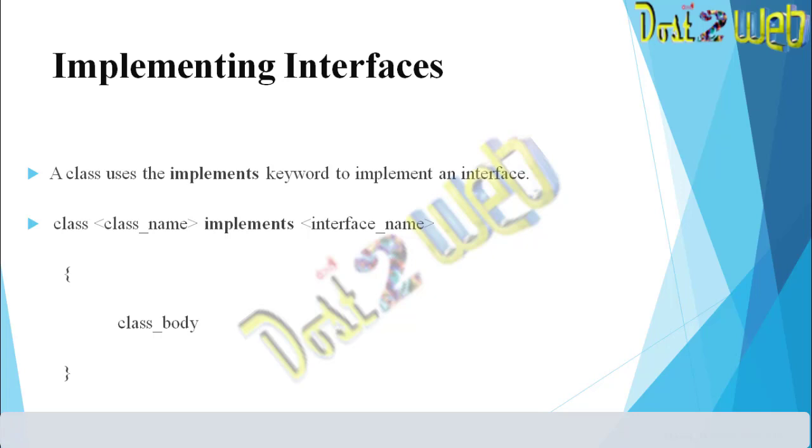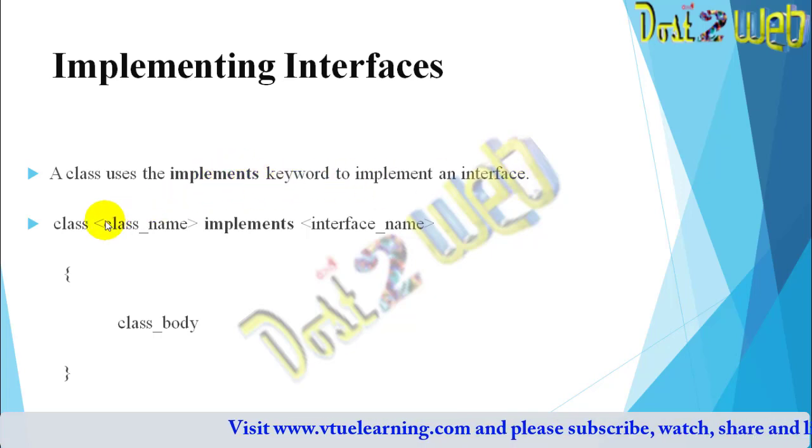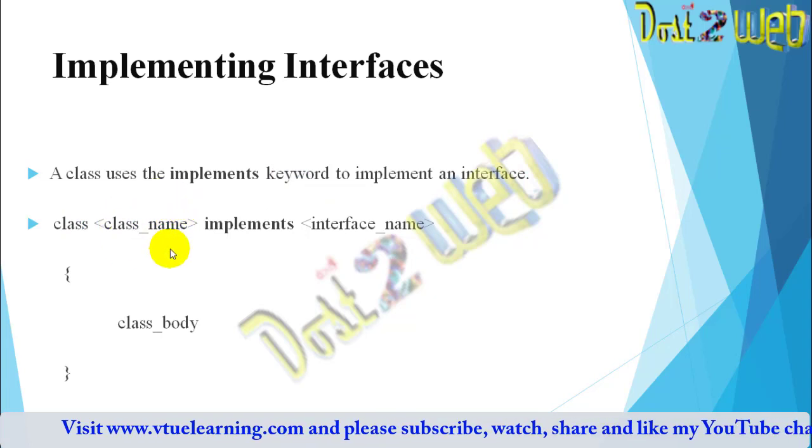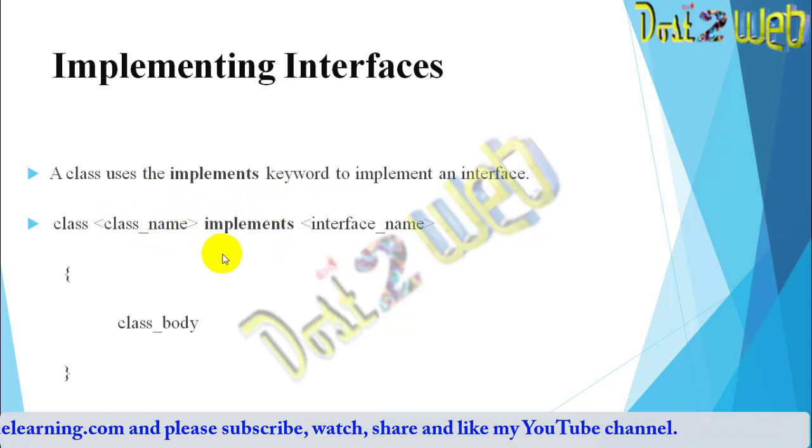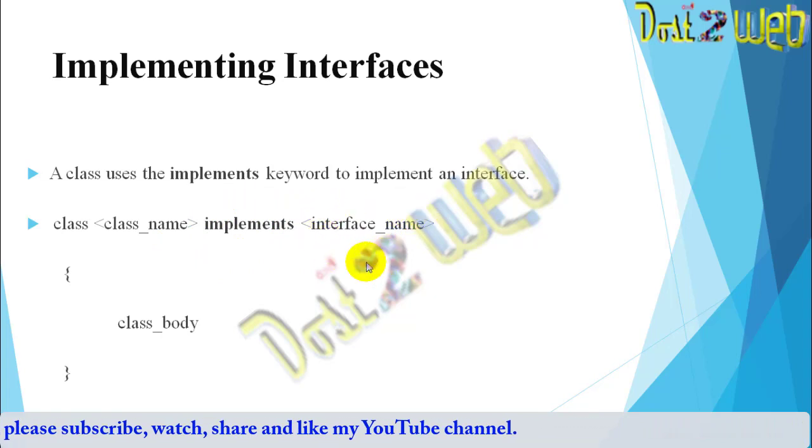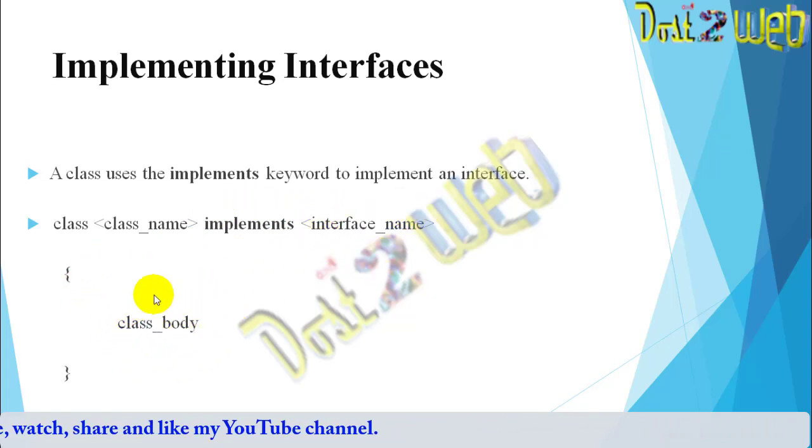So, implementing an interface. How can you implement the interface in the class? The class uses the implements keyword. When you want to use an interface in the class, there is a keyword called implements. When you use implements, you can implement an interface. Similar to the class name, you now use implements, then the interface name, and whatever the class body is, we define here. This way you can use an interface.